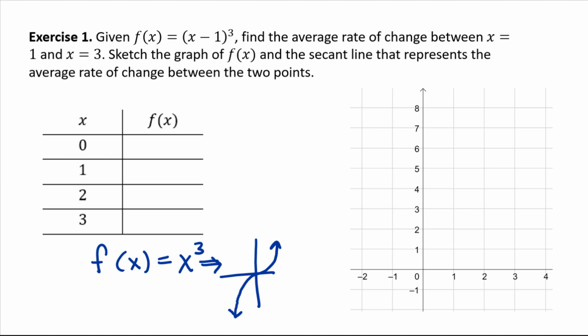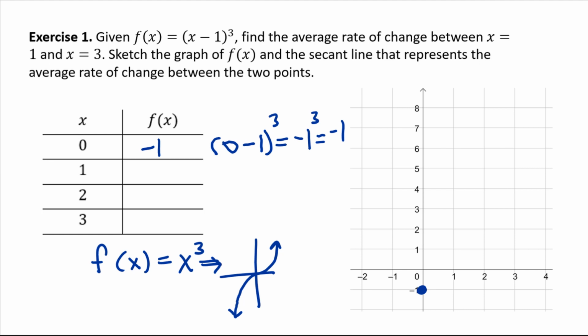Now we're going to find the y values. At 0, in the equation, you would do 0 minus 1 cubed. We already did that. That was negative 1. No, we haven't, but that's okay. That's still negative 1. So the ordered pair is 0, negative 1. I'll plot that on the graph.